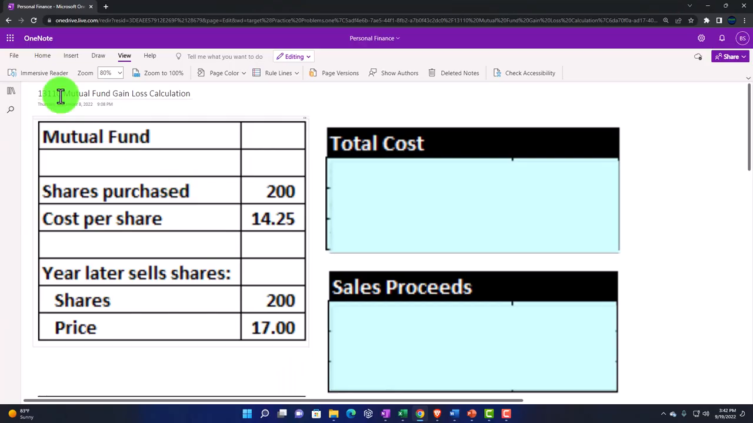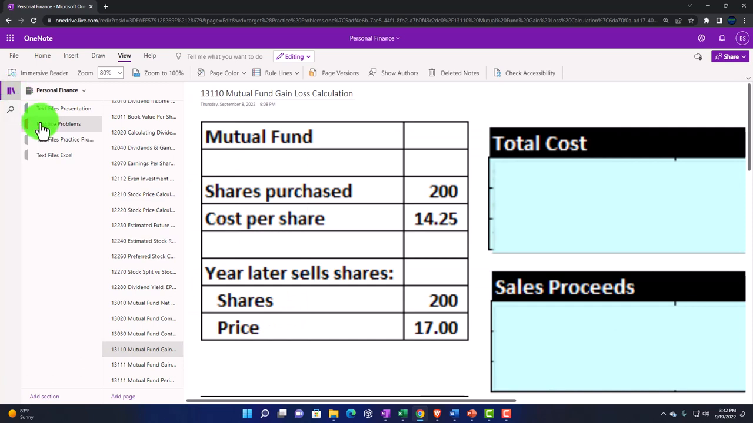You're not required to, but if you have access to OneNote and would like to follow along, we're in the icon on the left hand side, practice problems tab, and the 13110 mutual fund gain loss calculation tab. Also, take a look at the immersive reader tool. Practice problems, typically in the text area too, with the same name, same number, but with transcripts. Transcripts can be translated into multiple languages, either listened to or read in them.